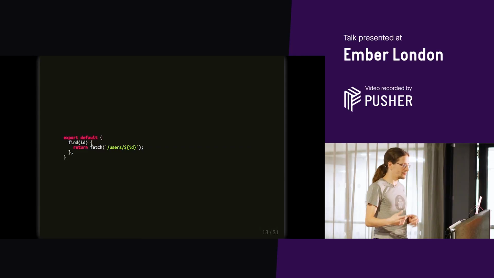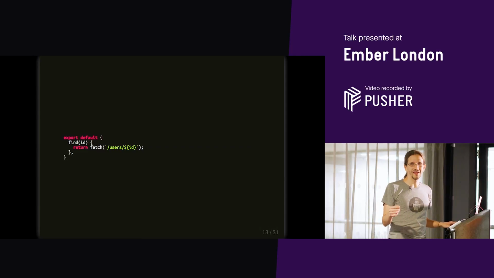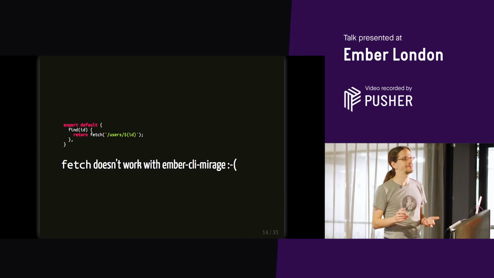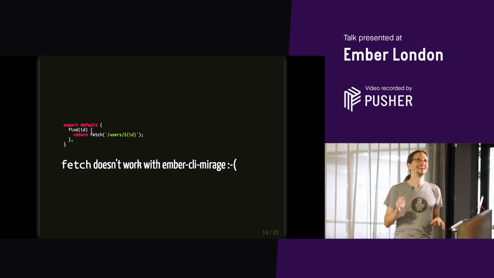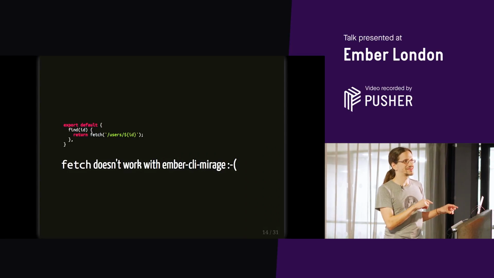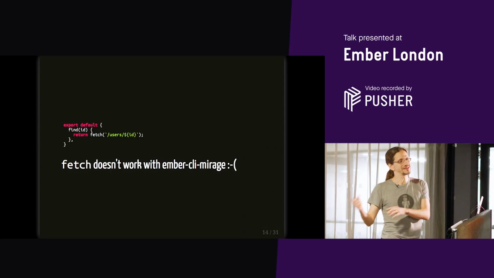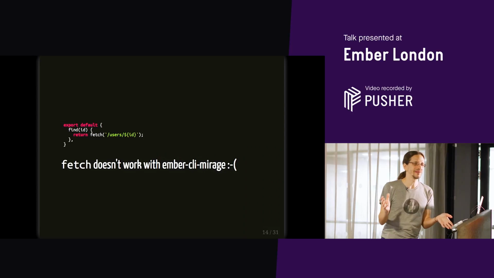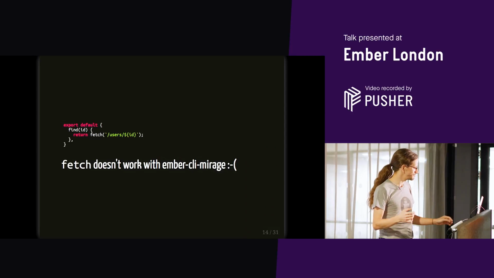And then you go on working a bit more like that, and the first problem you may find is that this doesn't work with Ember CLI Mirage. And that is because Ember CLI Mirage mocks XML HTTP request, the classic way of doing AJAX, but it doesn't mock the fetch API.